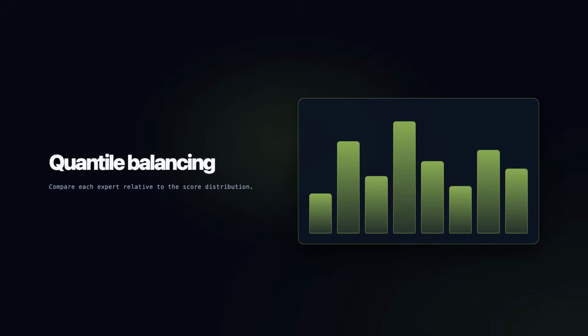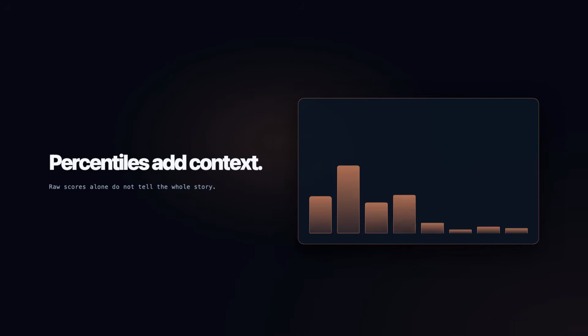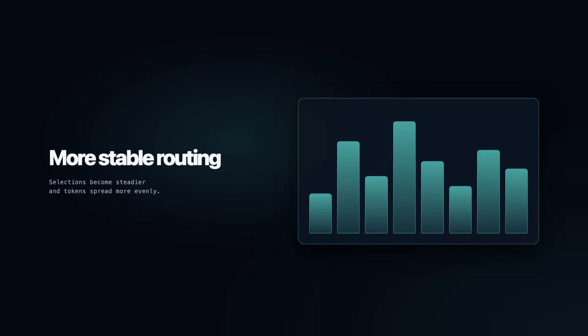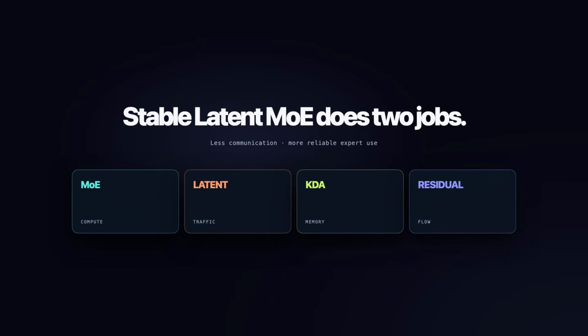Kimi K3 uses a technique called quantile balancing to make this process more stable. Instead of judging experts only by their raw routing scores, the system considers where each score sits within the broader distribution. Imagine comparing students from different exams. A raw score may not tell you everything. Knowing that a student ranked near the top of the group gives you more useful context. Quantile balancing applies a similar idea to expert routing. It helps the router compare experts relative to the rest of the pool, making selection more stable and distributing tokens more evenly. So stable latent MoE does 2 things. It reduces how much data moves between GPUs, and it helps ensure that hundreds of experts are used more effectively.